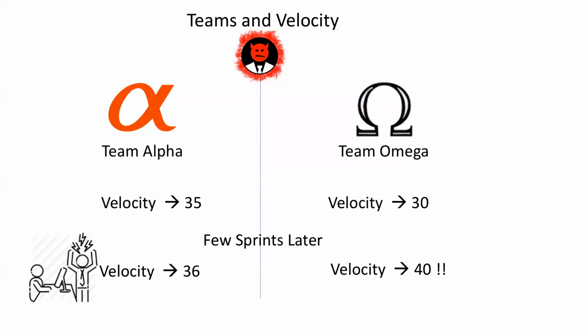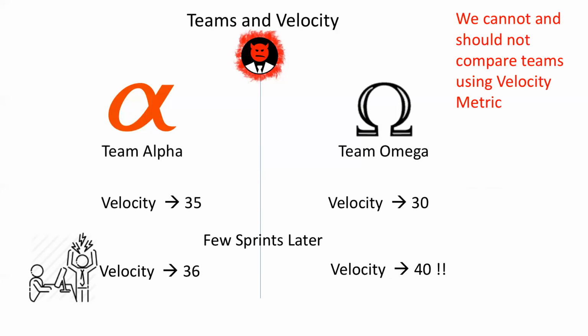Even though the velocity of Team Omega has shown to have gone up from 30 to 40, it does not really mean that they are producing more outcome. So this is the advantage, because the story points are unitless. At the executive level or at a higher management level, it discourages comparing two teams using the velocity metric. Velocity by itself is great when looked at for just one individual team, but you cannot really compare two teams using velocity. So we cannot and should not compare teams using the velocity metric.